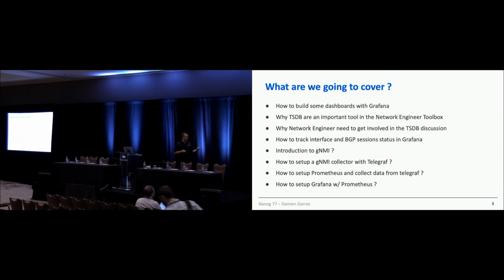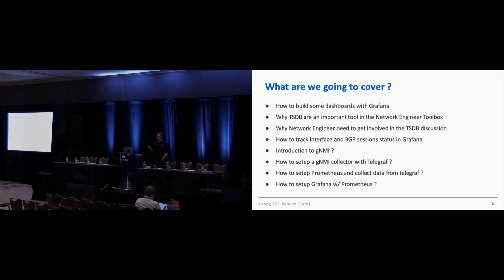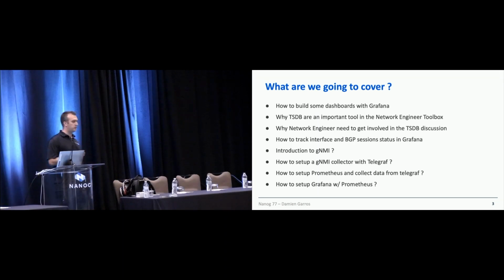We're going to talk about how to track interfaces and BGP statuses in a time series database. We'll have a very short introduction to gNMI, which is a new telemetry streaming interface. The goal of this presentation is not to go deep on gNMI. It's really about databases, but that's what we will use to extract the information from the device. And I'll show you how to install a time series database called Prometheus, how to collect some information with a collector called Telegraf, and then we will also explore Grafana and how to hook that together.